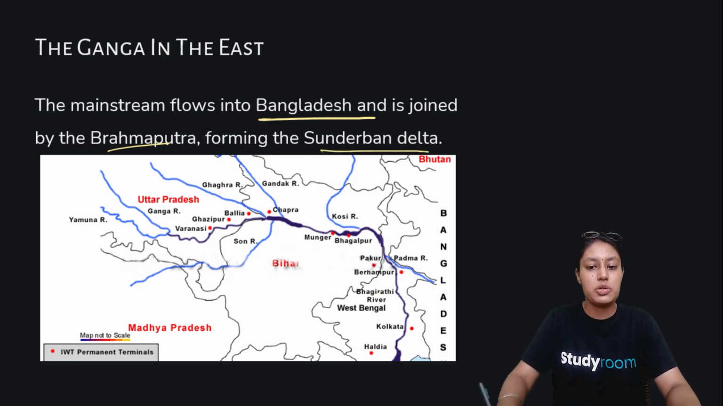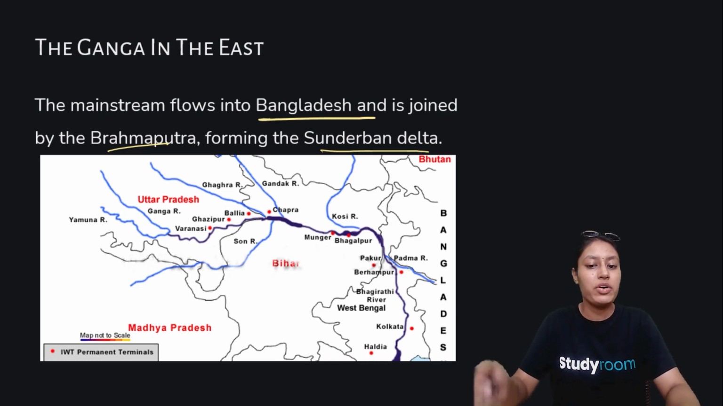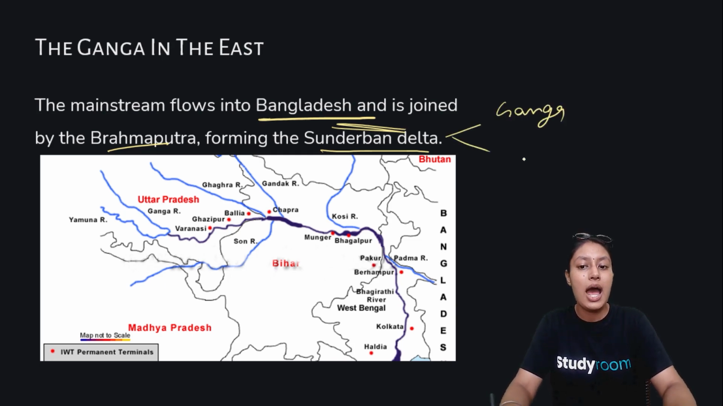All right, so as you can see, this is the point where both the rivers meet and they form one river, and they merge into the Bay of Bengal. Okay, so this is called Sundarban Delta. It's very important. Sundarban Delta is a delta where Ganga and Brahmaputra meet.